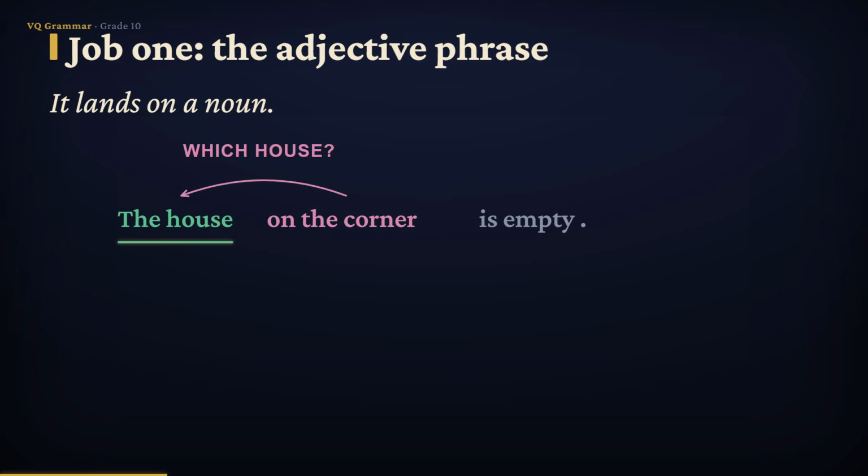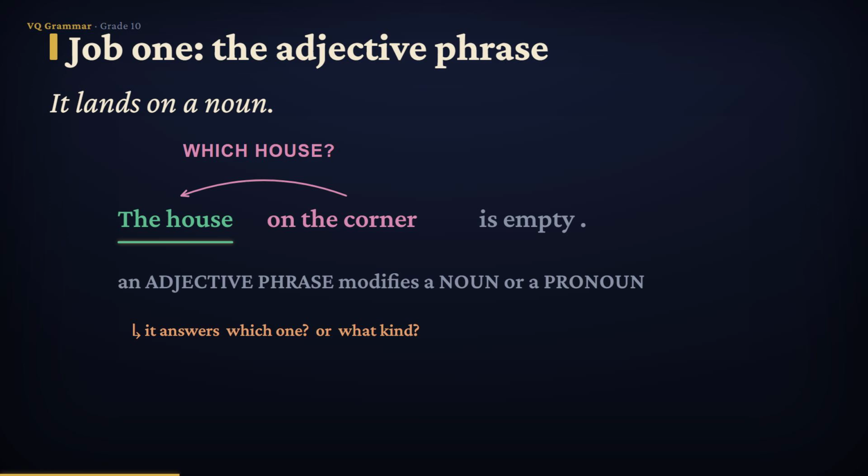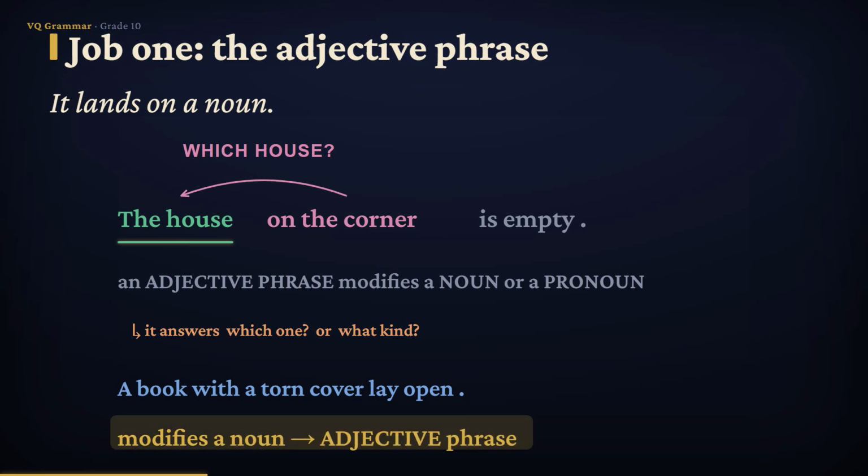That is why we give it a name. An adjective phrase is a prepositional phrase that modifies a noun or a pronoun, and it answers exactly the questions an adjective answers. Which one, or what kind? Try another. A book with a torn cover lay open. With a torn cover tells you what kind of book it was. So once again, the phrase lands on a noun. Here's the rule. When the phrase modifies a noun or a pronoun, it is an adjective phrase.